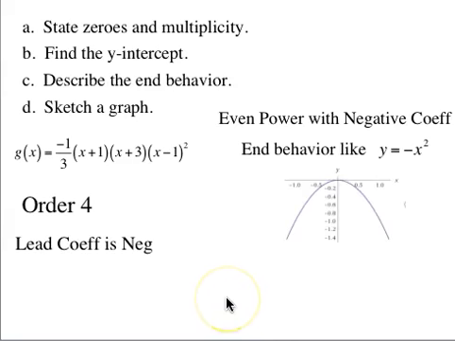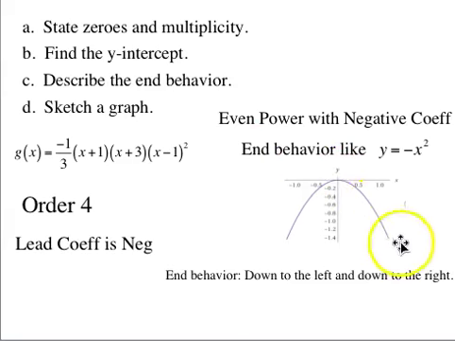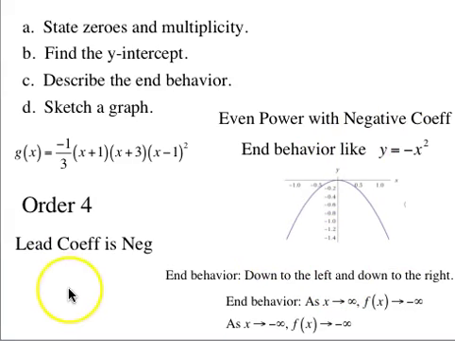What does that look like? Upside down parabola. Down to the left, down to the right. That'll be our end behavior. As x goes to positive infinity, the function goes to negative infinity. As x goes to negative infinity, the function goes to negative infinity. So that's how we can describe our end behavior.